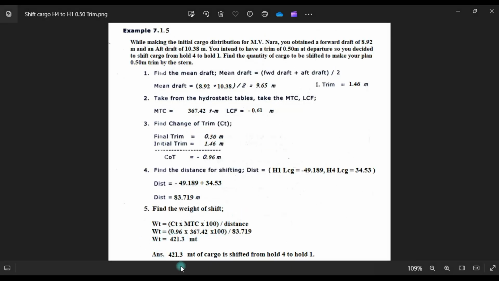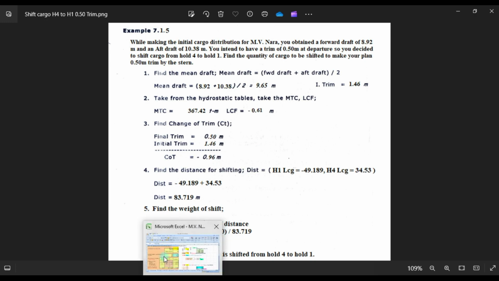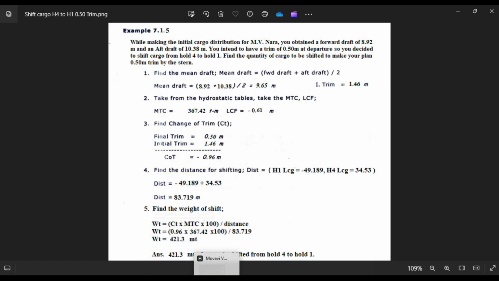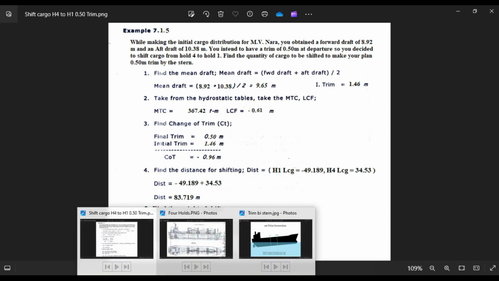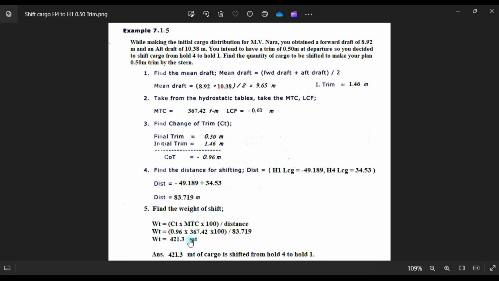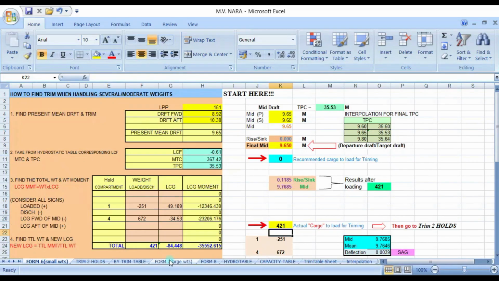So now we have the cargo for shifting, which is 421.3. This is the manual computation. Now we'll apply it to the Excel program. Remember the cargo weight for shifting is 421. So let's go to the Excel.